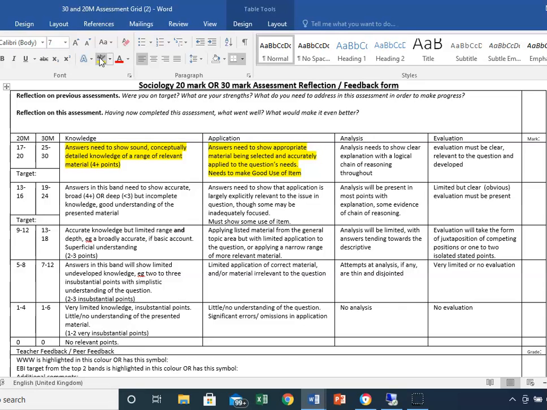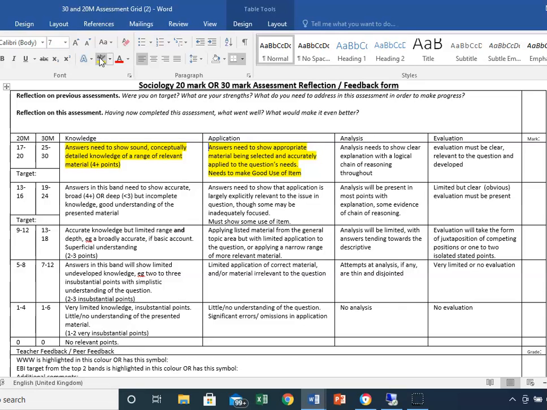Right, analysis and evaluation. Analysis needs to show clear explanation with a logical chain of reasoning throughout. I don't think the chain of reasoning was sustained throughout, and the explanations weren't clear for every single point. So the analysis will be present in most points with explanation, some evidence of chain of reasoning. Well, there definitely was some evidence of chain of reasoning, and most, well, I'd say 2 out of the 5 paragraphs, so maybe not most. But I don't think it's bad enough to go into the 3rd band.